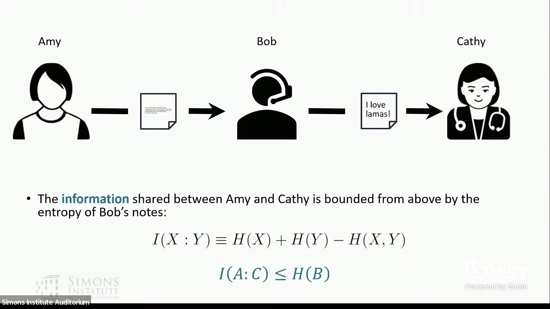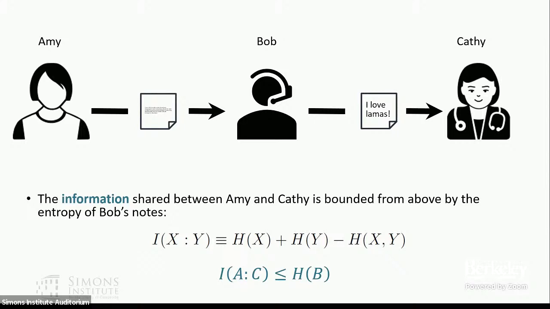Okay, so I just wanted to show you this example. Of course, it's a very simple one. And here we can say that Bob is a bottleneck, because all the information coming from Amy to Cathy must go through Bob. And we see that the entropy of the bottleneck is somehow connected to the mutual information between the nodes in our graph, between which we want to pass the information.